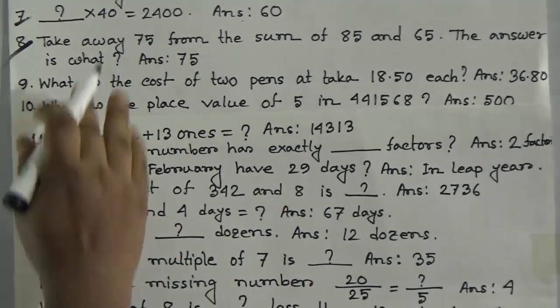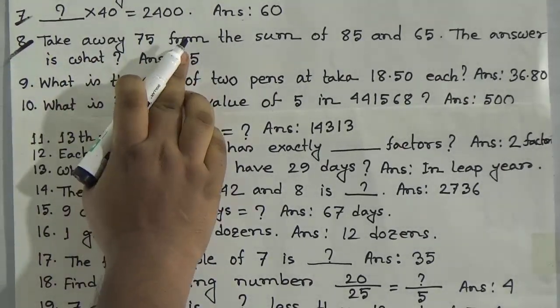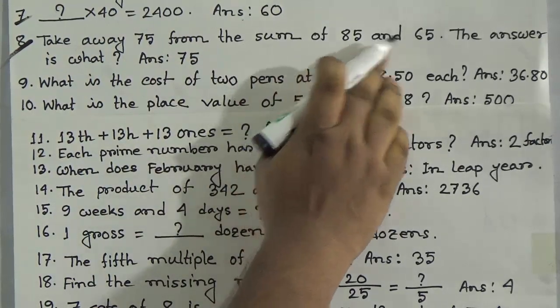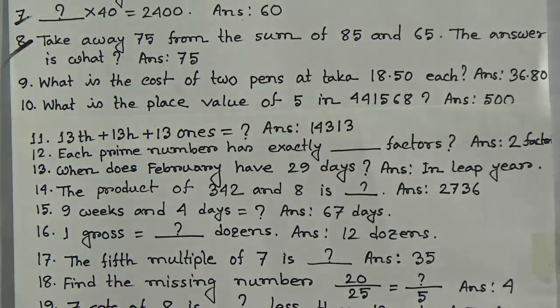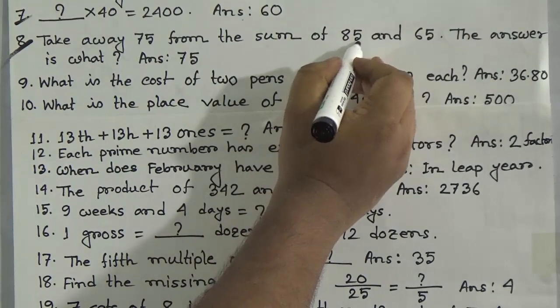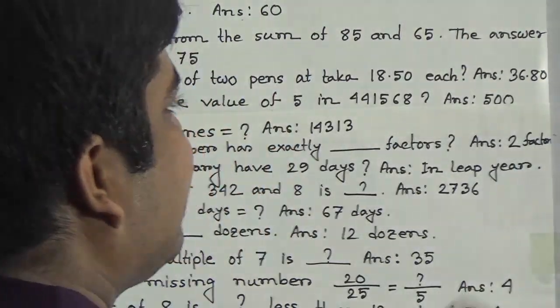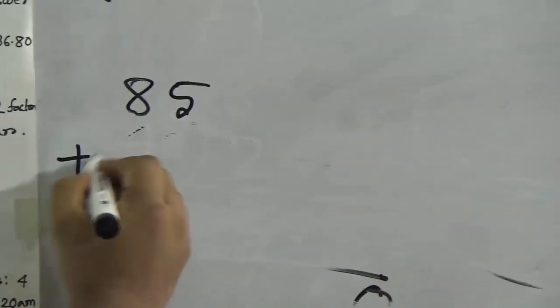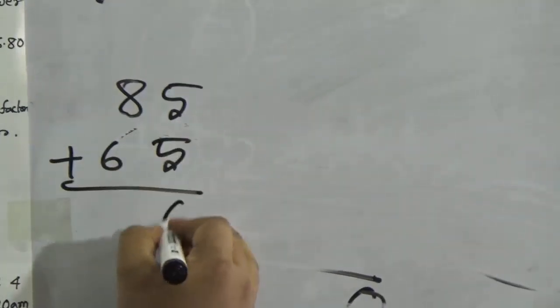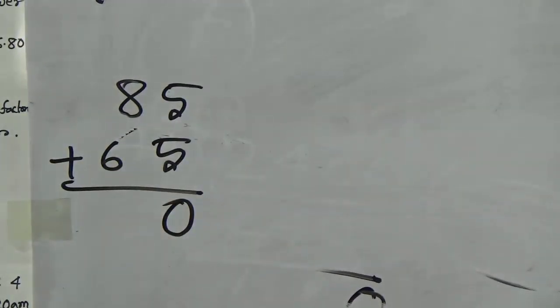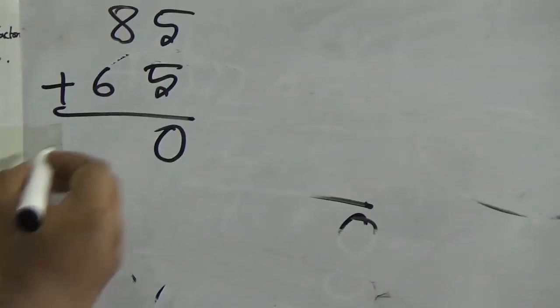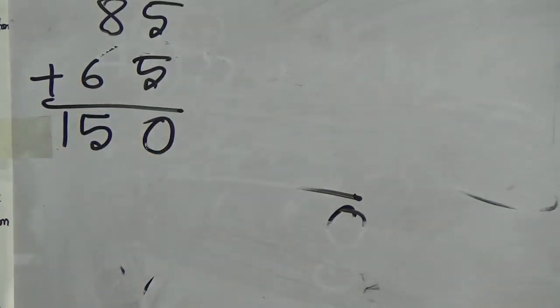Number 8 question. Take away 75 from the sum of 85 and 65. So at first we do the sum of 85 with 65. If we add these two numbers, then we get 85 plus 65. 5 and 5 are 10, 0, carrying 1. 8 and 6 are 14, and 1 is 15.